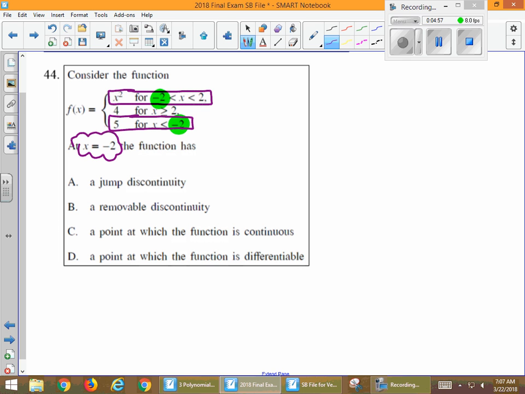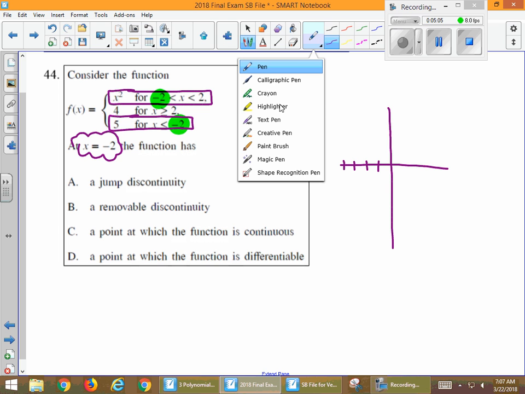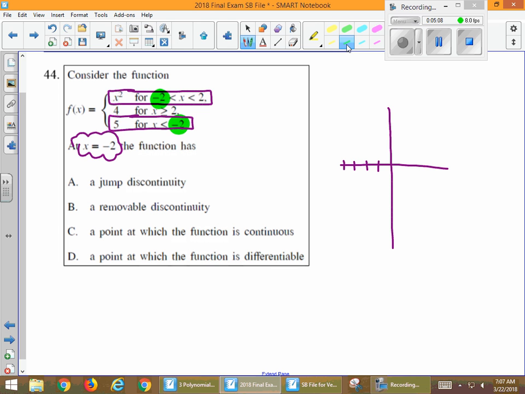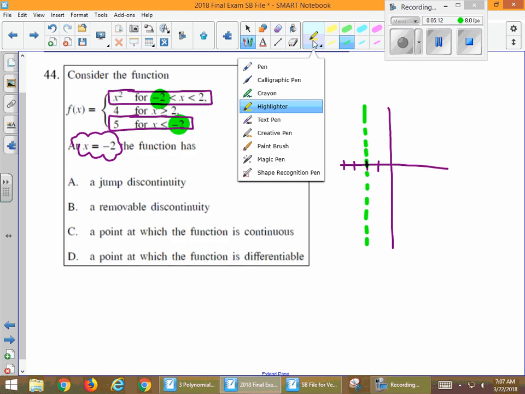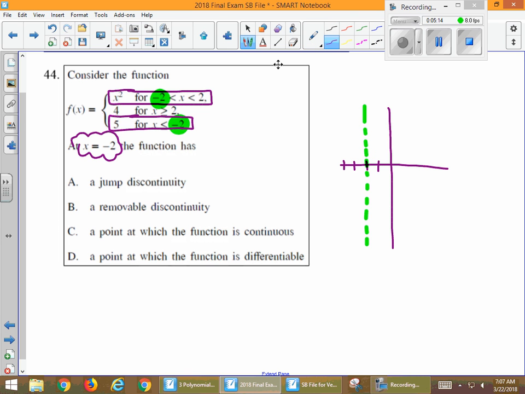So what this would look like if you were thinking about a sketch here: at negative 2 is where you would have kind of this breaking point of your function. And to the left, where x is less than or equal to negative 2, your function would be up at 5.